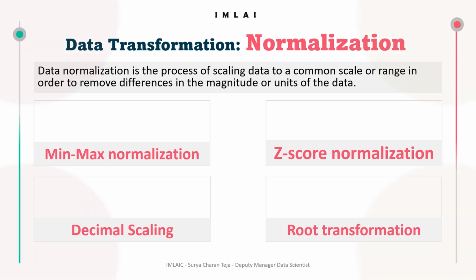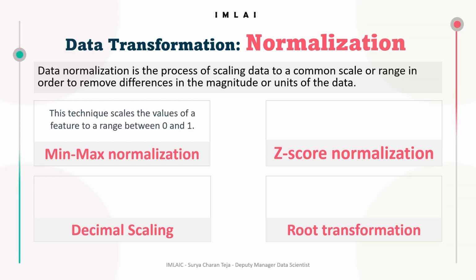There are several different normalization techniques that can be used in the data transformation of a machine learning model. The first one is min-max normalization, which you can see on the screen. So what is min-max normalization? This technique scales the values of a feature to a range between 0 and 1. This is done by subtracting the minimum value of the feature from each value and then dividing by the range of the feature. We will see that.